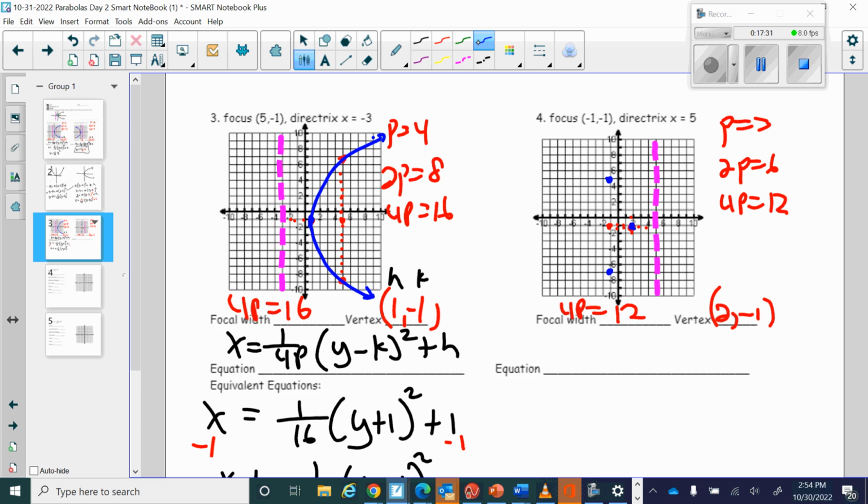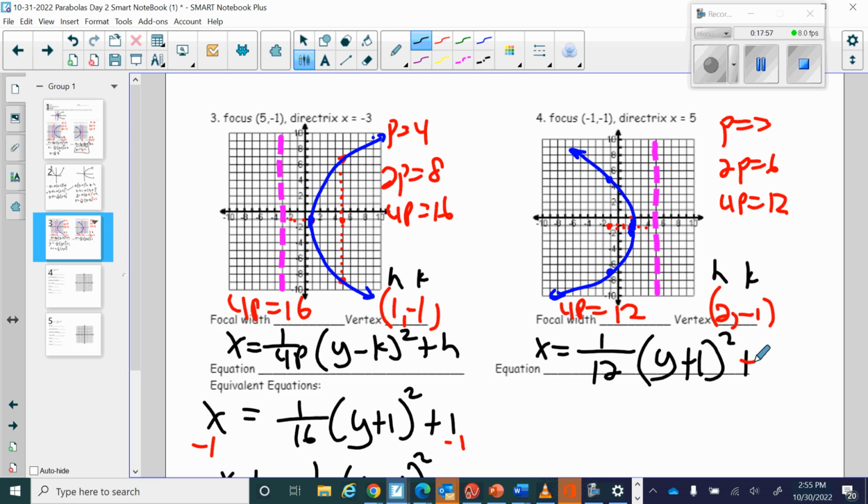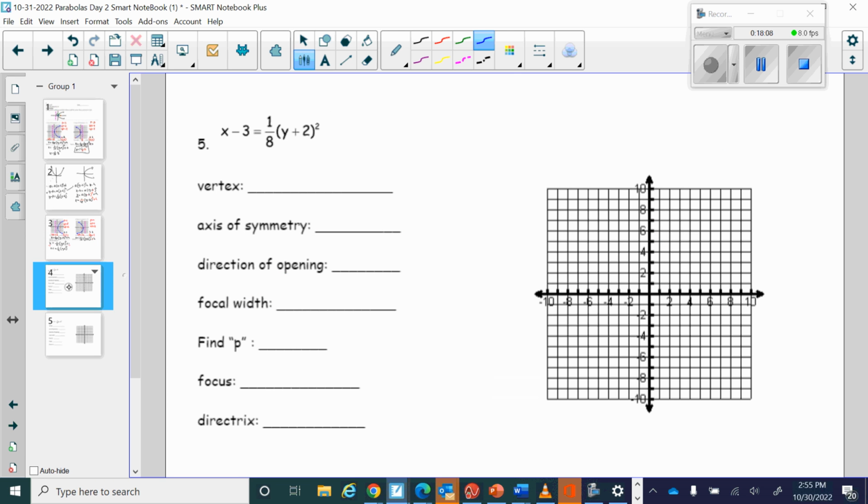Through the vertex, through the 2p. Graph looks like that. And the equation now is x is equal to 1 over 4p. 4p is 12 times y minus my k. My k is -1, or this is my h, that's my k. That's going to be +1 squared plus my h, which is 2. All right, and remember it opens to the left, so this becomes negative.